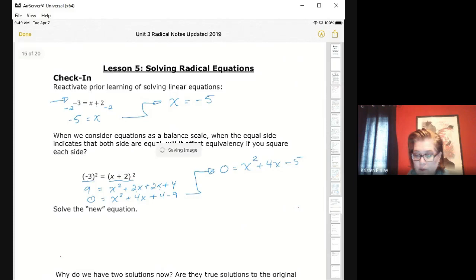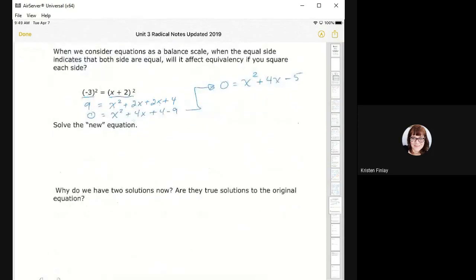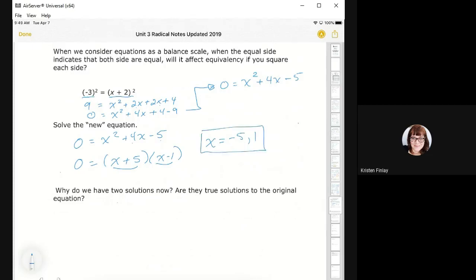Now thinking back to our quadratics, solving this, we're going to look for the roots. So I'm going to factor this. So I have 0 equals x squared plus 4x minus 5. I'm looking for two numbers that multiply to give me -5 and add up to +4. So that would be x plus 5, x minus 1. So to solve this new equation, to make this equal 0, x would equal -5. To make this equal 0, x would equal 1. Okay, so that would be my solution.